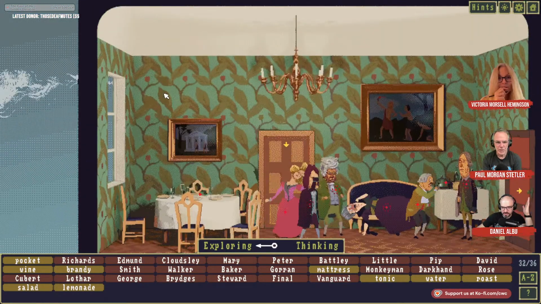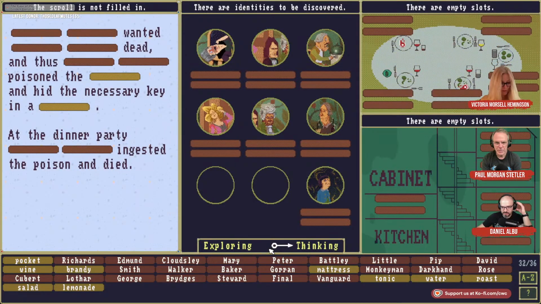Jeez. Should we think? We're still missing 2 people. Okay, so I guess we're supposed to guess whose room is on each floor, and then who sits at what table setting. The ceiling over here. Wow. So blank wanted blank dead, and thus blank poisoned the blank and hid the necessary key in a blank. At the dinner party, blank ingested the poison and died. Okay, so we know that woman up at the top there, she died. Who is that?